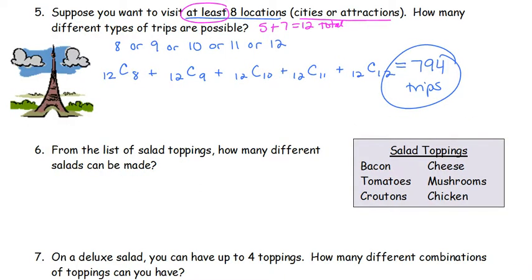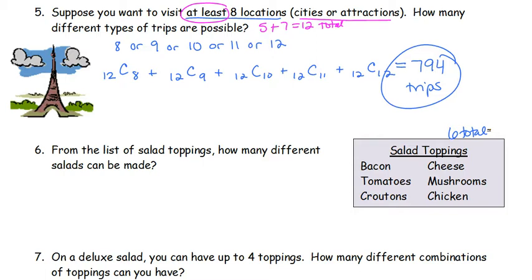Okay, for number 6, from the list of salad toppings, how many different salads can be made? So we have bacon, tomatoes, croutons, cheese, mushrooms, and chicken. That means that we have 6 total options. How many different salads can be made?